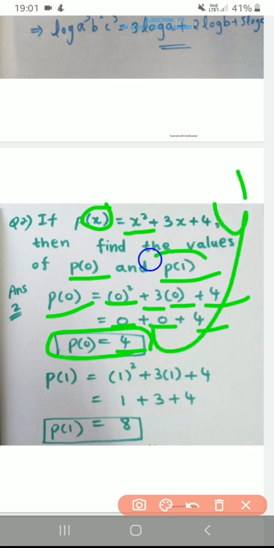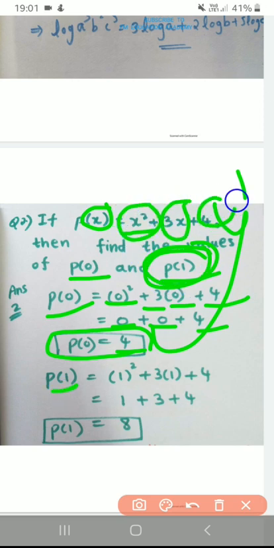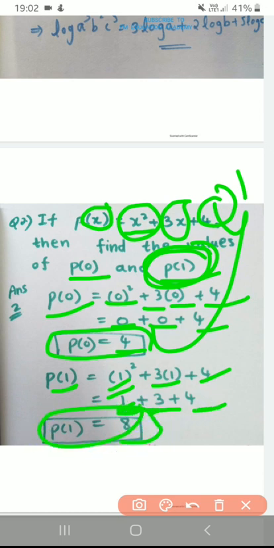Now find out p of 1. For finding out p of 1, you will get 1 more mark. So what is p of 1? In place of x, again substitute 1. So 1 square plus 3 into 1 plus 4. 1 square is 1. 3 into 1 is 3. 3 plus 1 is 4. 4 plus 4 is 8. So we got p of 1 is 8. If you do this correctly, you got 2 marks.